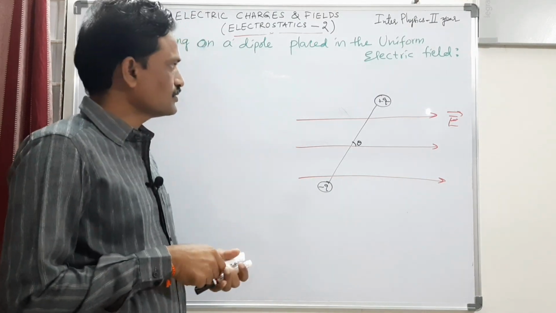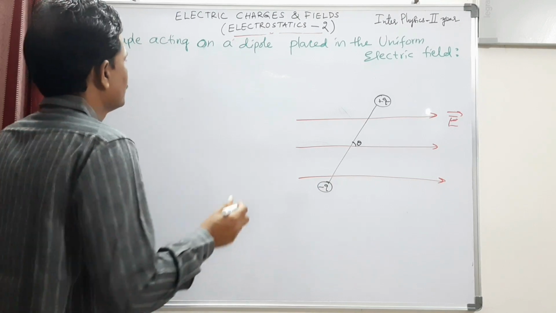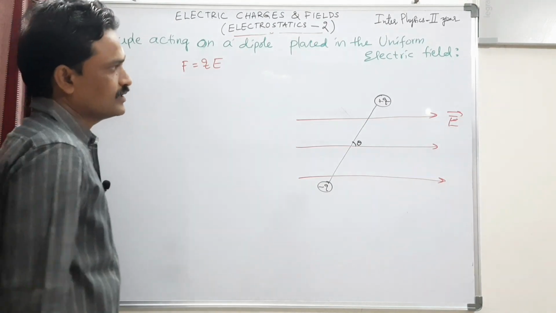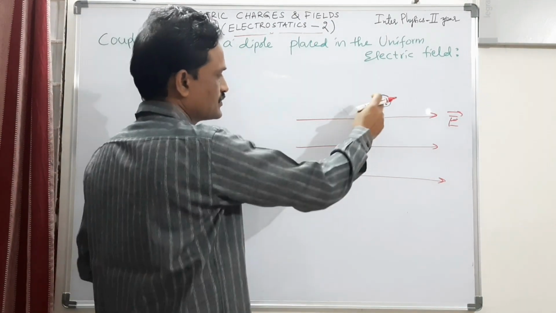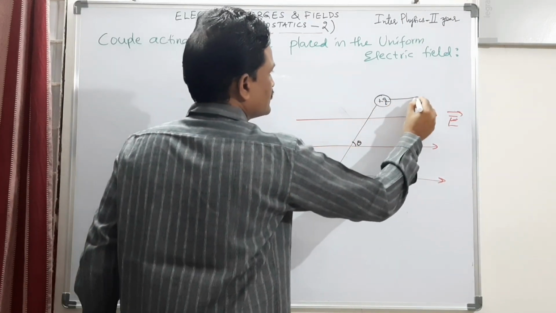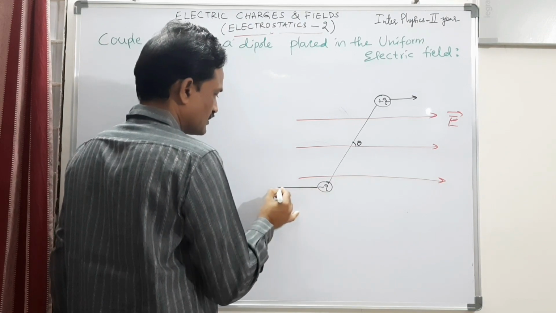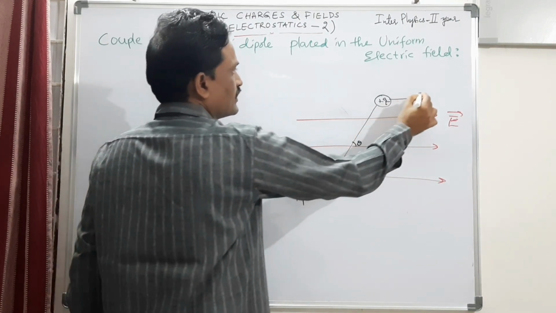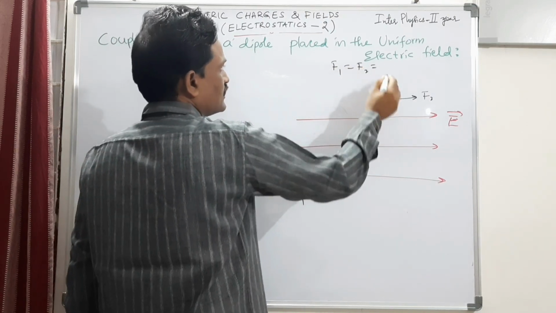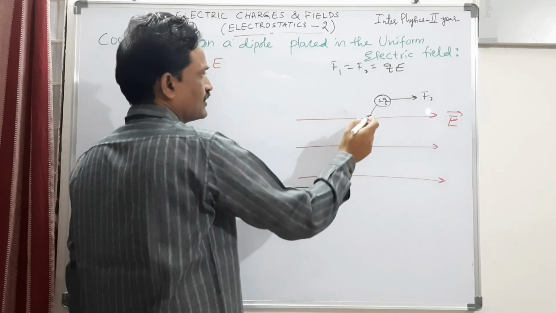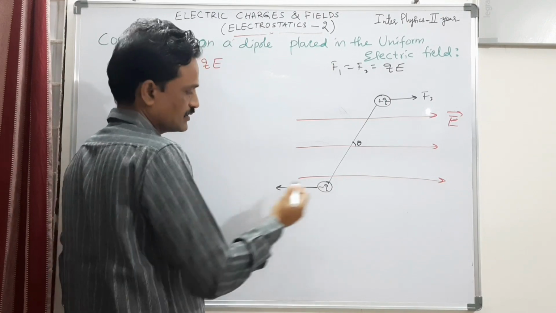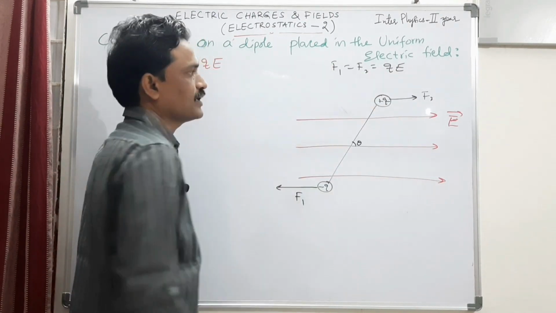We know that the force acting on a charge Q when placed in an electric field is given by F equals QE. Here how many charges are there? Two charges, one is plus Q, the other one is minus Q. So plus Q is attracted towards this direction. This is one force, and minus Q is attracted in this direction. This is F1 and this is F2. F1 and F2 are equal in magnitude. So F1 is equal to F2, that is equal to QE. And they are parallel. The direction of this force is like this, and this is in this direction. Actually speaking, they are anti-parallel.